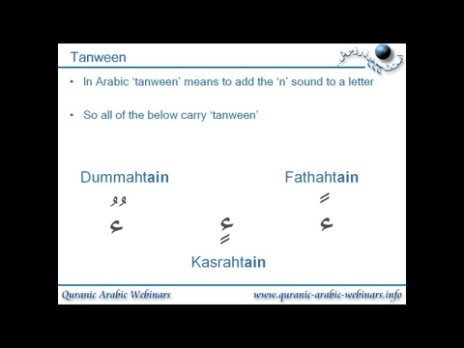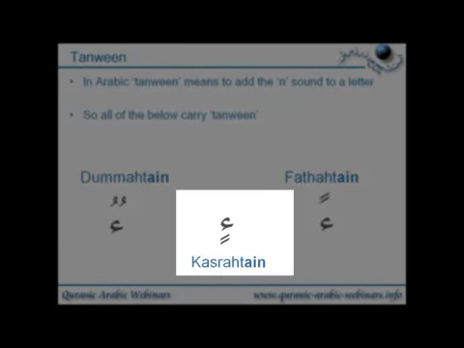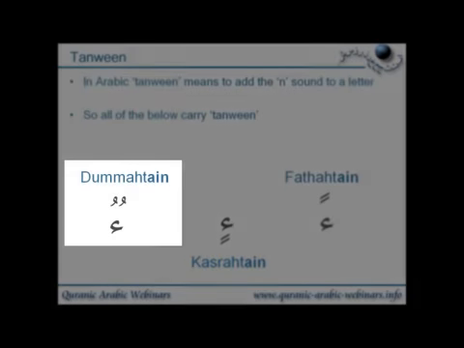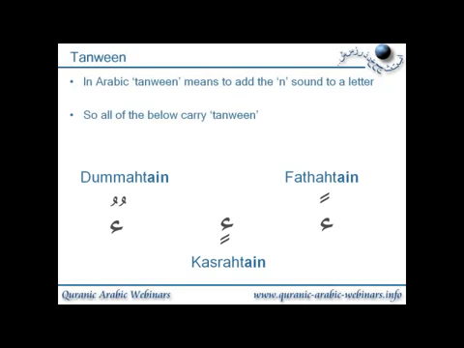Now we'll learn what the term Tanween means. So in Arabic, Tanween means to add the N sound to a letter. So all of the below carry Tanween. So when you say a letter carries Tanween, it's carrying either Fathahtain, Kasrahtain or Dummahtain, i.e. the letter has had the N sound added to it. So this is Hamza with Tanween, second one is a Hamza also with Tanween, and the third one is Hamza with a Tanween. So Fathahtain, Kasrahtain and Dummahtain can all be known as Tanween.